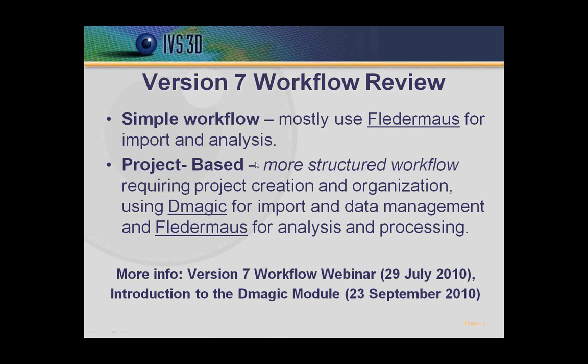All right, so moving on, that was the file types we import and the file types we create. Now I'm going to move on to how the workflow goes once you start bringing that data in. We have two workflows post version 6, so starting with version 7. The simple workflow really focuses on using Fledermaus for import and analysis. You can use Fledermaus to directly import ungridded and gridded data, imagery, drape images, manipulate color maps.